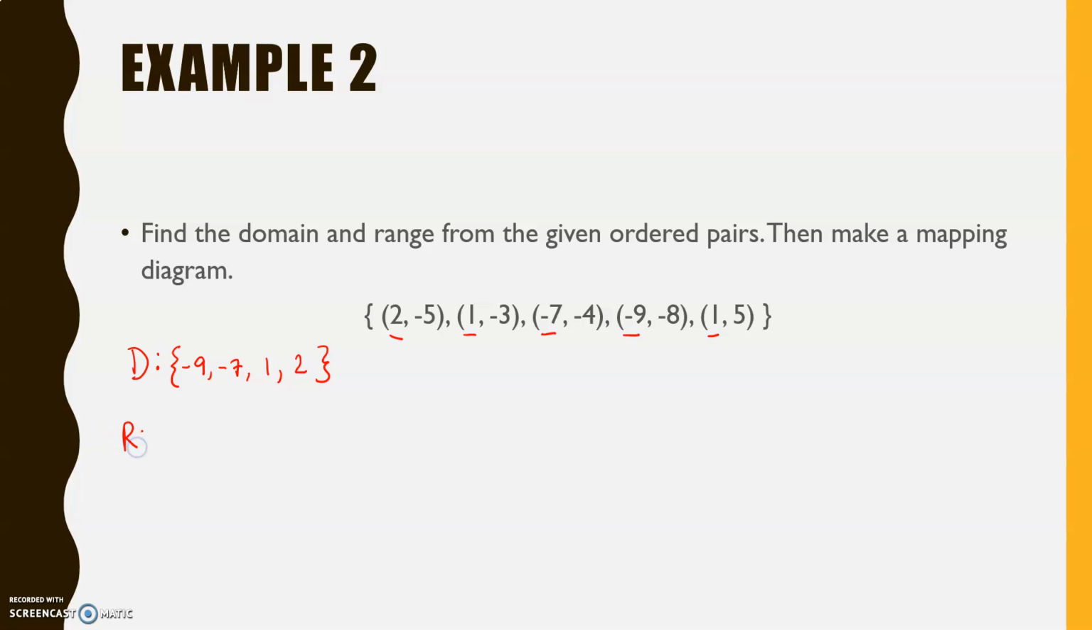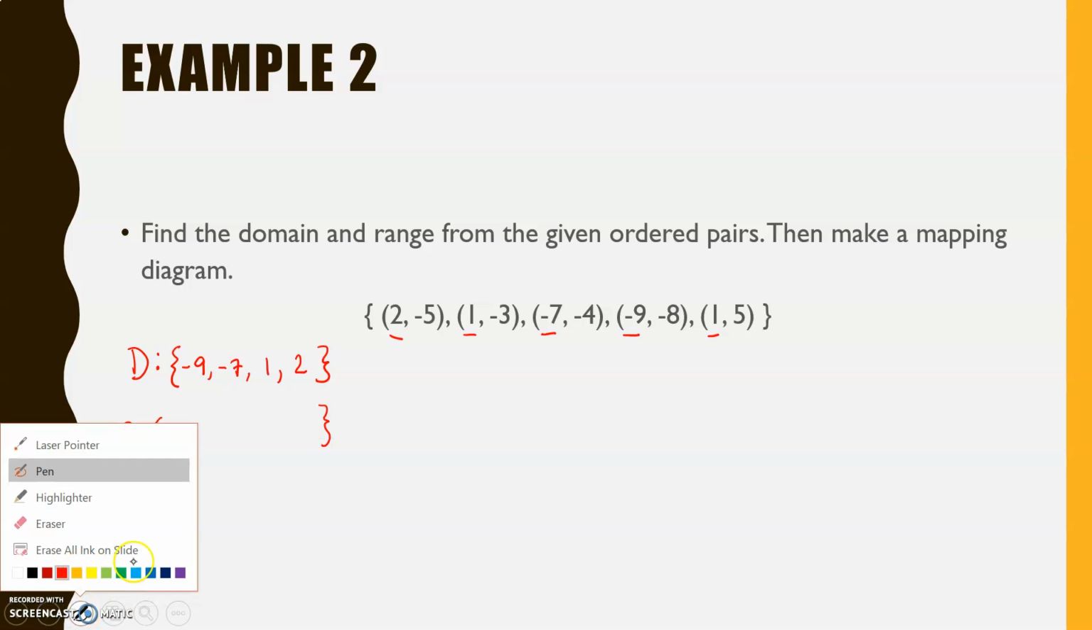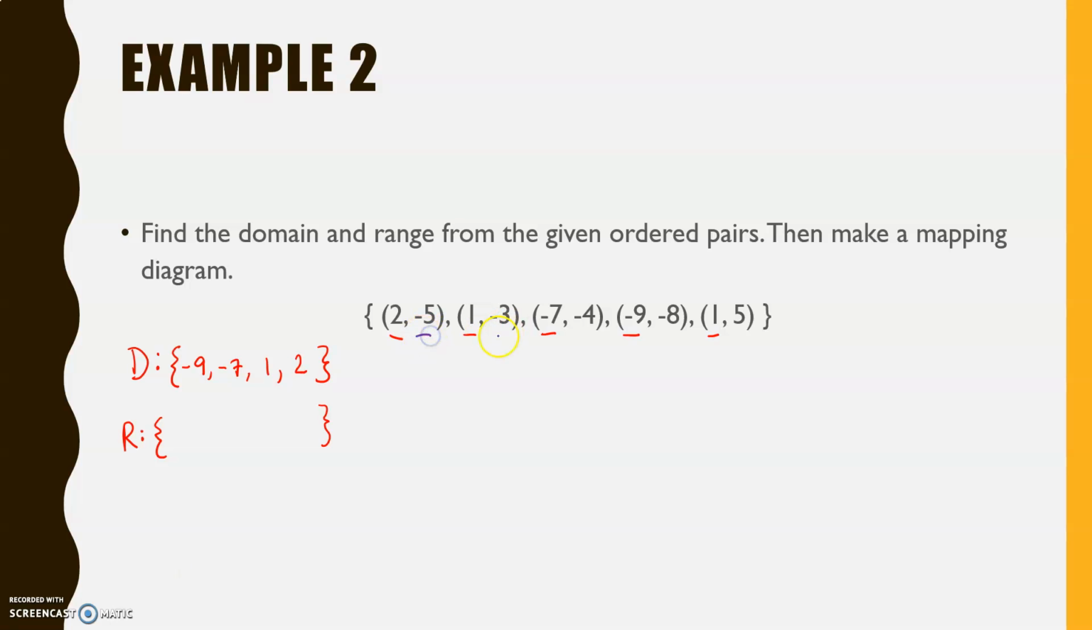For my range, start out with those face brackets. Let me actually change color. Let's look at our y coordinates. My least value here is -8. Then -5. If you need to cross them off as you go to make sure you account for everything, that could be a really good trick to use. -4, -3, and 5. So there's our domain and range.